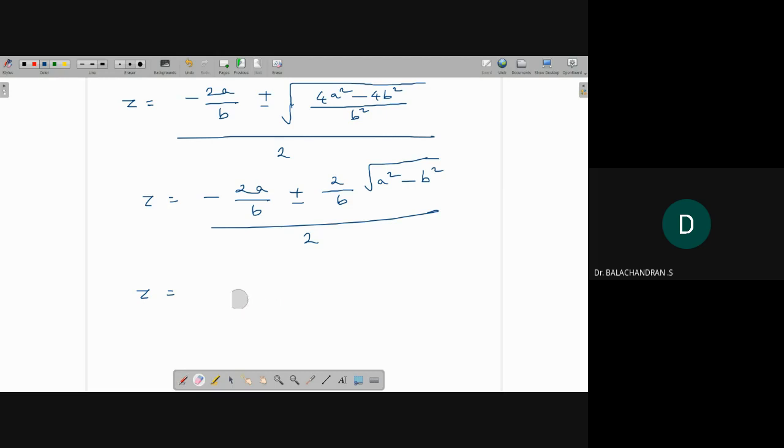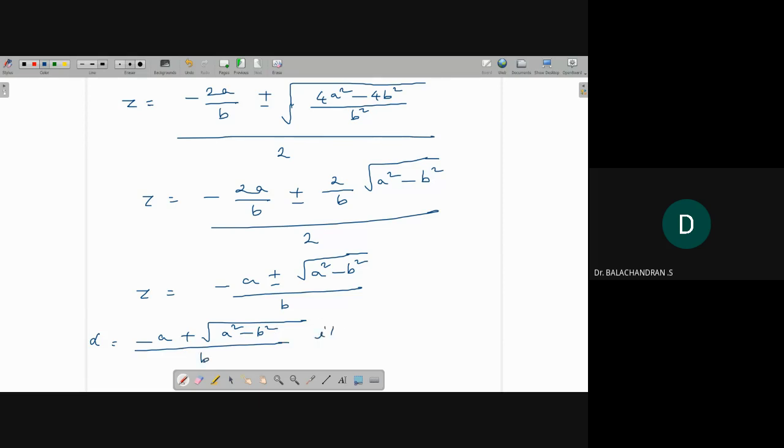Take it out. So after cancelling this 2, you have minus a plus or minus root of a square minus b square divided by b. Okay, here I need to write plus or minus, I am just dividing by 2. So here you have two roots, one is alpha, another one is beta. Both of them are simple poles. So z equal to alpha, which is minus a plus root of a square minus b square divided by b.